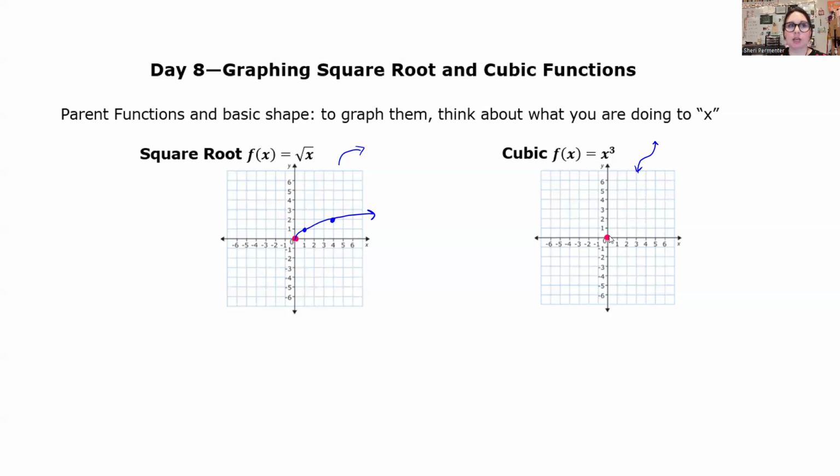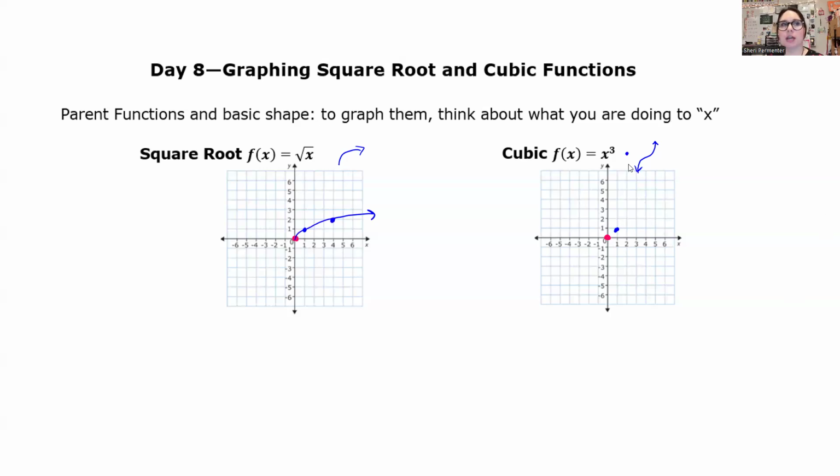The cubic function, well, we're going to cube things. We're going to multiply a number by itself. So we're going to start with 1. If we go over 1, what's 1 times 1 times 1? 1. So I'm going to go over 1 and then up 1. Okay, if I go over 2, what's 2 times 2 times 2? 8. So then I'm going to go up 8 and I'm already off my graph. It's way up here.